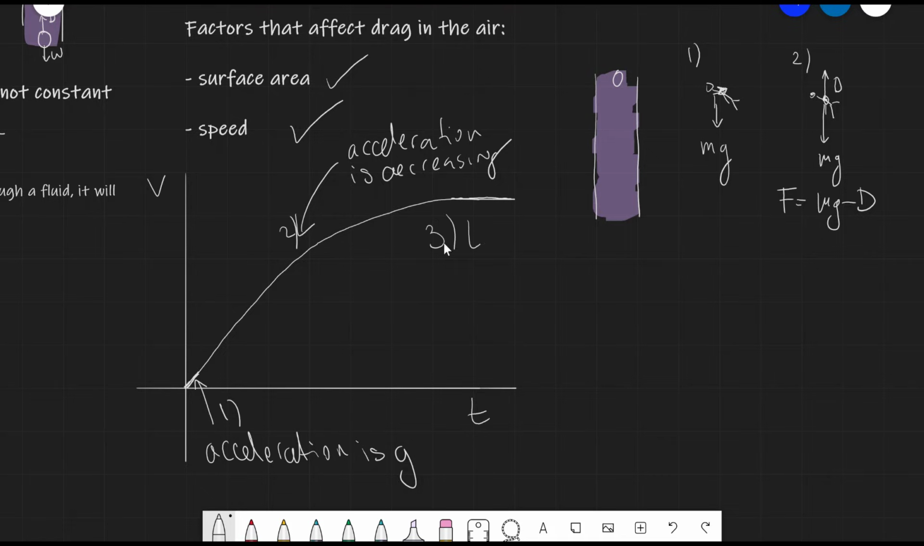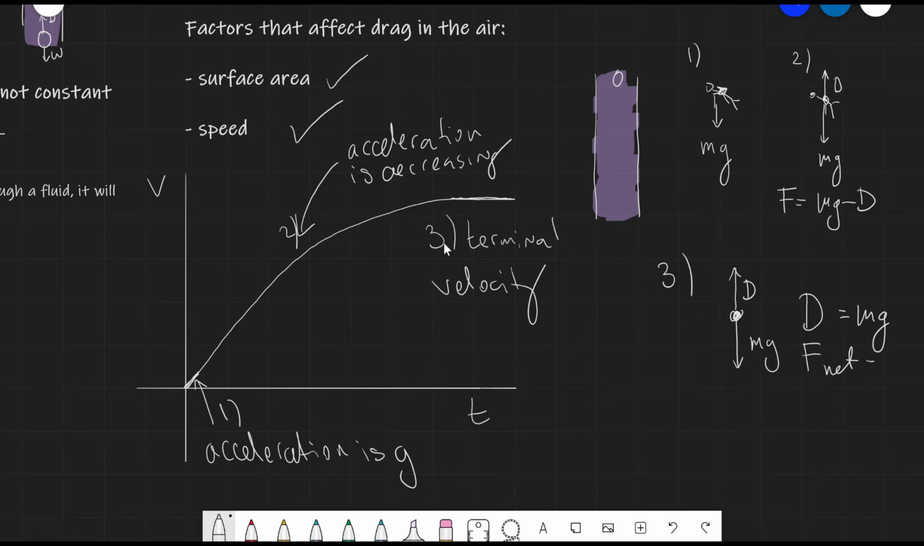So in our third region, we have terminal velocity, like so. So at terminal velocity, the 2 forces are equal to one another. So let's assume that our skydiver is just this point. Then in this case, we're going to have mg acting downwards, and we're also going to have the drag force being equal and opposite. So our drag force is equal to mg, meaning that the net force is equal to 0.